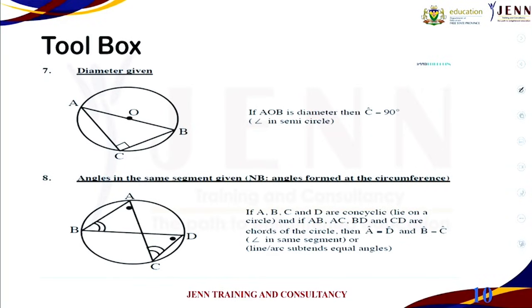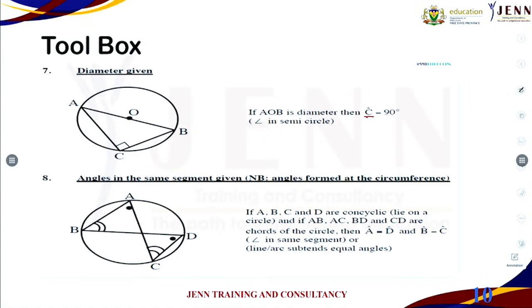If you are given a diameter, you must then do what? If AOB is a diameter, then you know that angle C is 90. The reason will be angle in a semicircle.